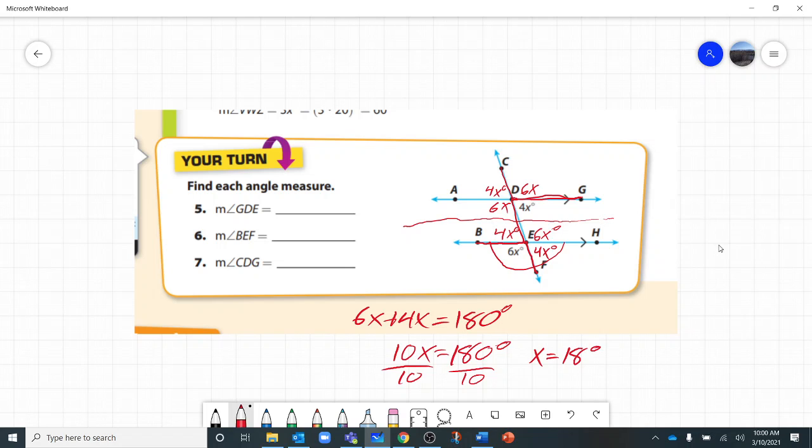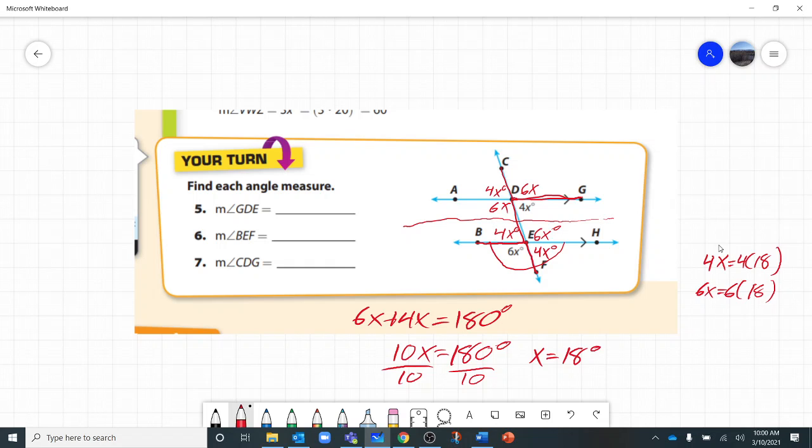Okay, so we solved for x, but that isn't what they're asking for. They're asking for angle GDE, which is 4x. So we need to know what 4x is. So that's 4 times 18. Angle, what was the other one? BEF. BEF, that's 6x. So 6x, which is going to be 6 times 18. And then we also need to know angle CDG. Well, CDG is the same thing. We figured out that's also 6x. So once we figure that out, we're good.